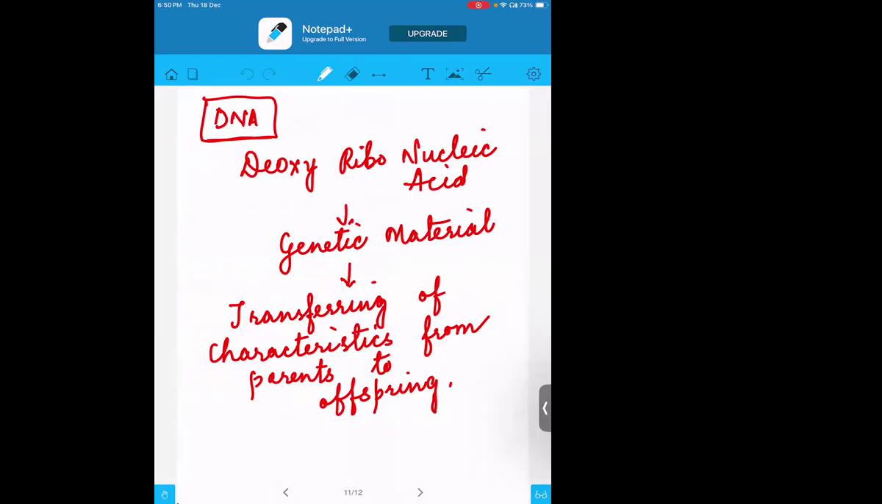Clear? So in the next class, we will be starting with the major part, which is about the nucleus structure, then the cytoplasm, the cell wall, and the cell organelles. Okay, children? Yes.